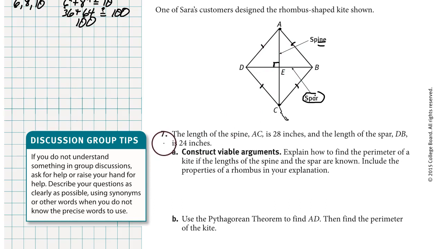Now, what are we actually asked here? Number 7, the length of the spine from A to C is 28 inches. If it's 28 inches all the way from top to bottom, then this is 14 and this is 14. The length of the spar, which is the DB, is 24. Well, that means that this is 12 and this is 12. We could find one of the sides of that rhombus. Focus your attention on just one of the right triangles and do your best to ignore the other 3 of them. Just look here at this top left triangle.